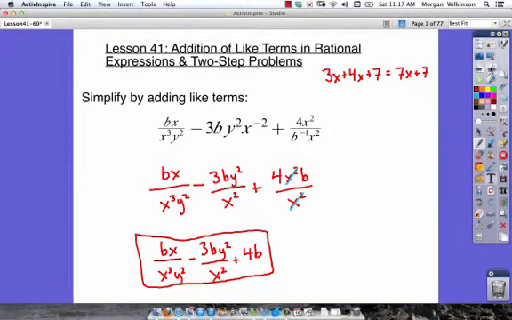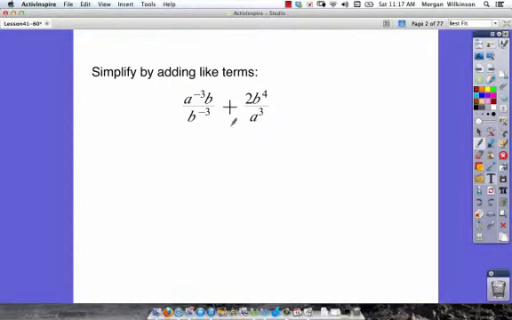Now let's simplify by adding like terms. If we simplify by adding like terms here, well, we've got a to the negative third. So we want to move that into the denominator. So let's start with our numerator. We're going to have b over, and we're going to move a to the negative third to the denominator, so it becomes a to the third. And we're going to move b to the negative third into the numerator. So we're going to get b to the third.